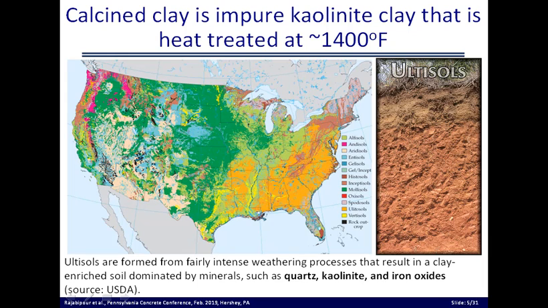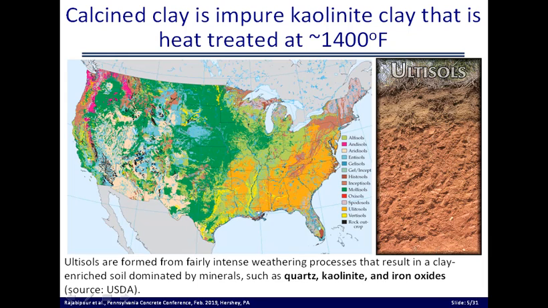Calcined clays are not limited to such high purity clays. We can use clays that are only 50% kaolin or even lower than that, and these can be heat treated by essentially heating them up to about 1400 Fahrenheit, and as a result of this treatment, they gain nice pozzolanic properties.